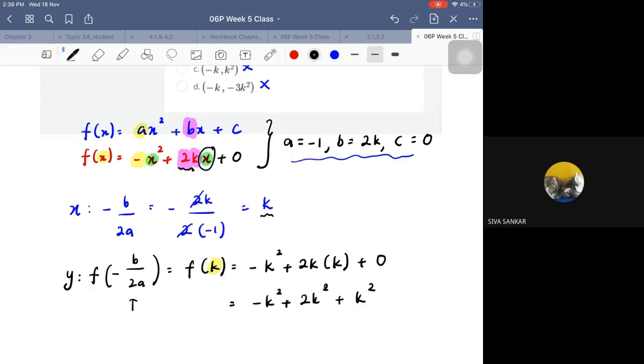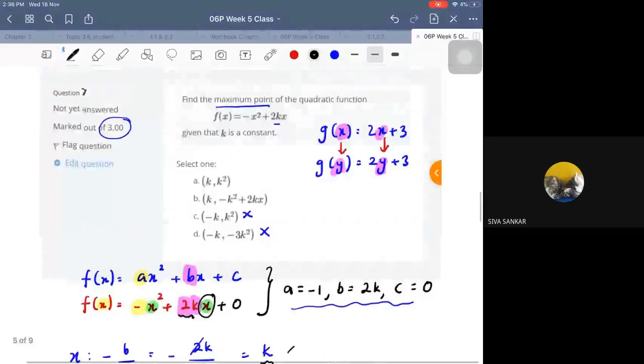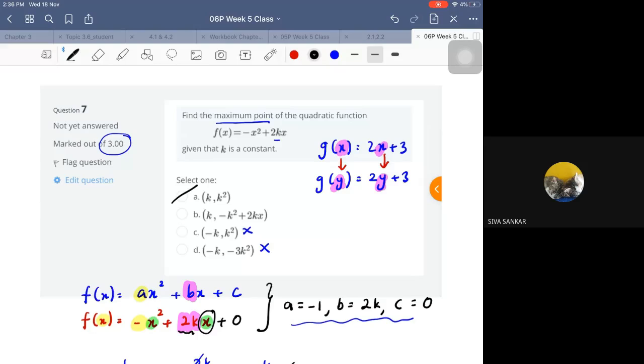So what is going to be your f of k? So f of k is going to equal k squared. So that is my y coordinate. So the answer is going to be k and also k squared, which is going to be A. So that is all that I expected you to do.